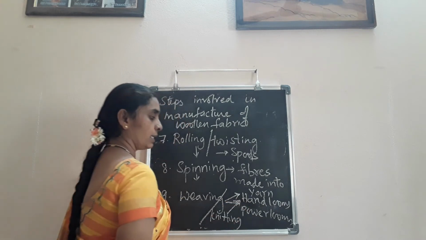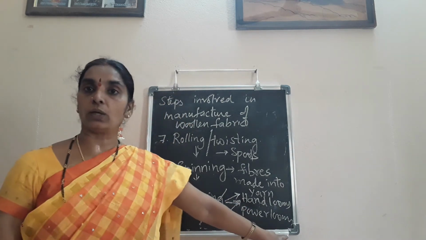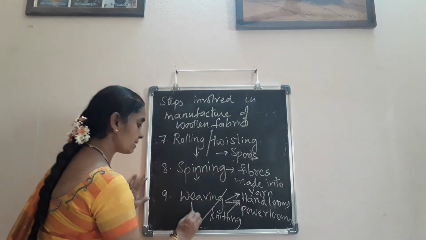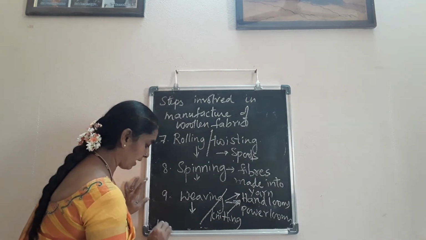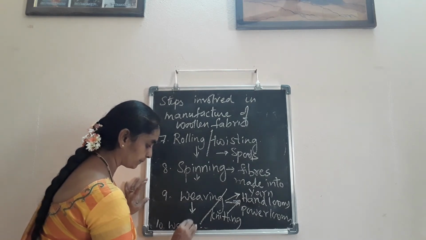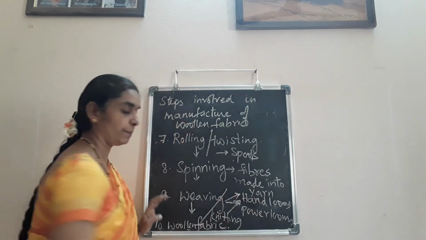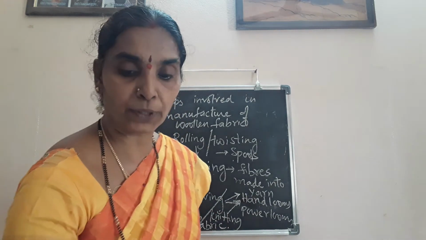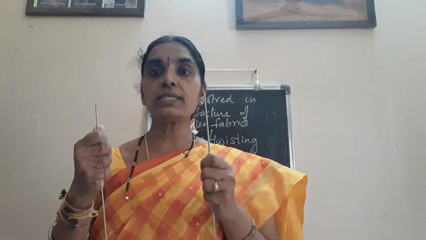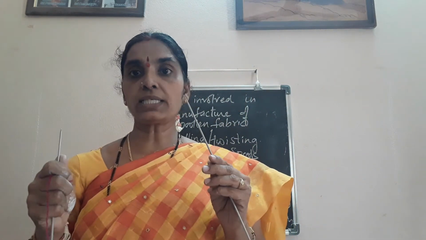Is it clear, children? Weaving is also done on power looms. From this you get the woolen fabric at last. Woolen fabric. So I'll show you the knitting process, children. See here, the knitting process involves 2 needles.